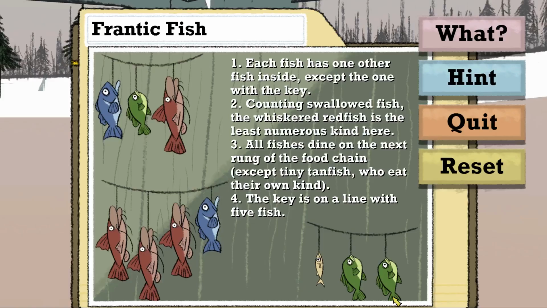No, wait, no, I see it. Wait. Oh no, I lost it again. Just to help you, there are 19 fish here, and 1 key. That makes it a whole lot harder. There are 10 visible fish, 9 fish that are inside other fish, and then 1 key.